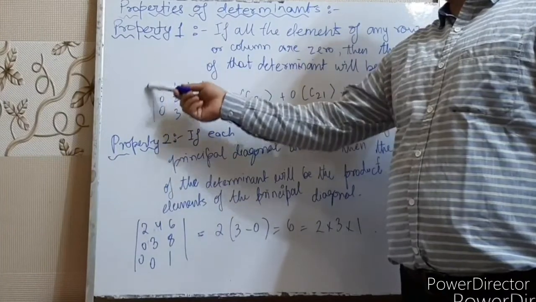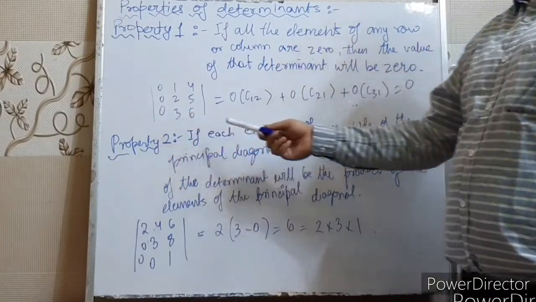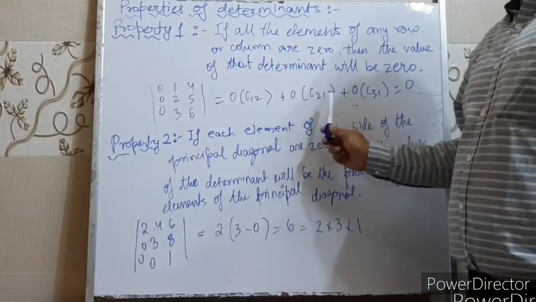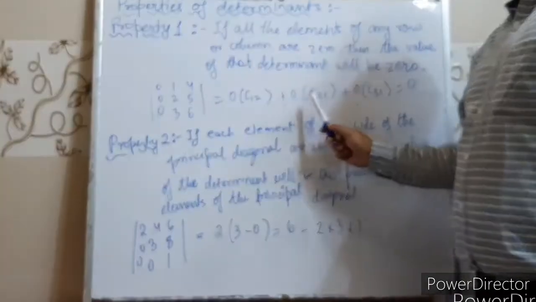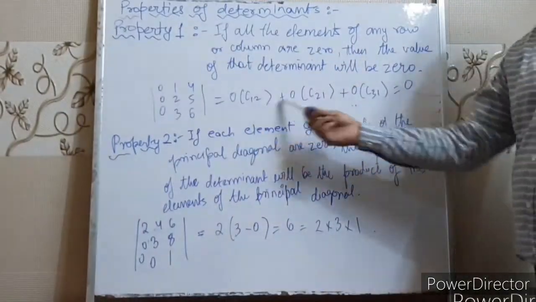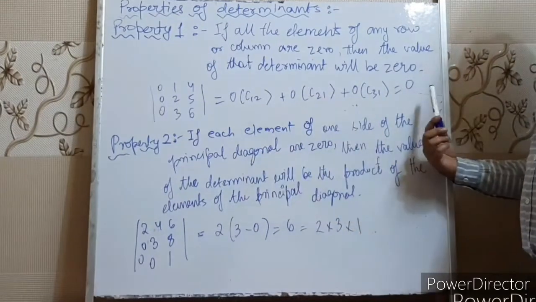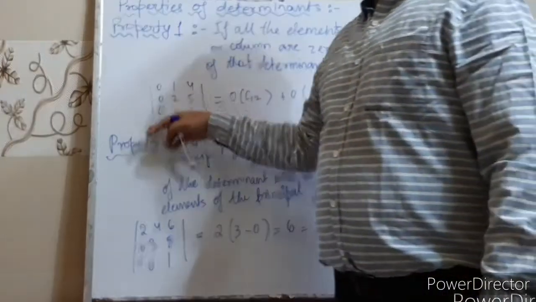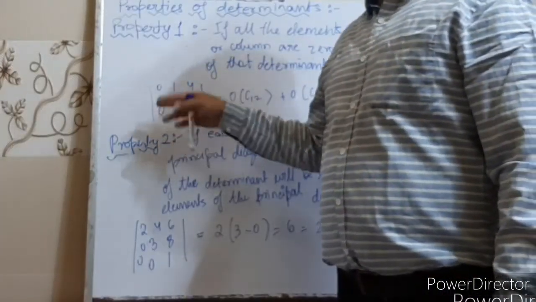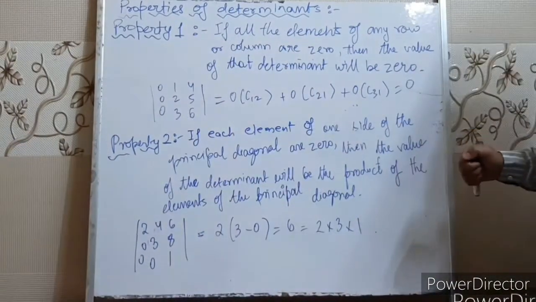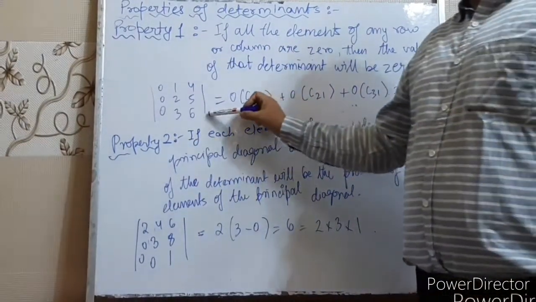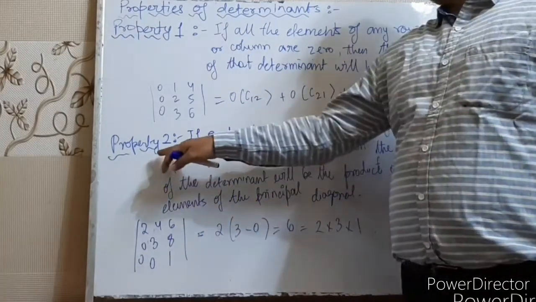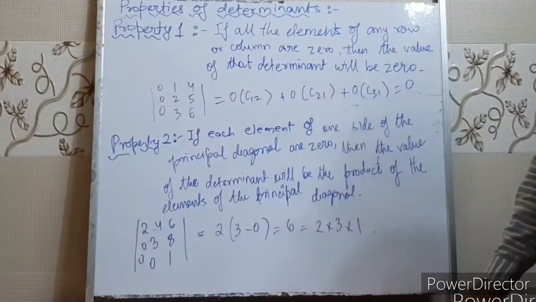Suppose you expand this determinant about column 1. So the expansion will be 0 into cofactor of 1, 1, 0 into cofactor of 2, 1, second row first column, and 0 into cofactor of 3, 1. So 0 into anything is 0. So all the three elements will be 0. So the value of the determinant will be 0. Okay. So whenever you see all the elements of any row or any column are 0, then the value of the determinant will be 0. Okay. I am mostly taking 3 by 3 order determinants because higher determinants are not in your syllabus. So we only stick with determinants of order 3 and less.